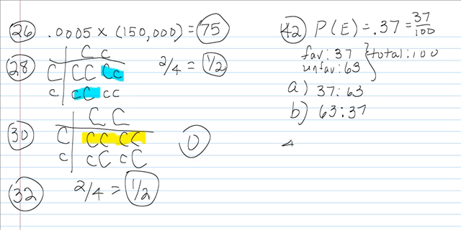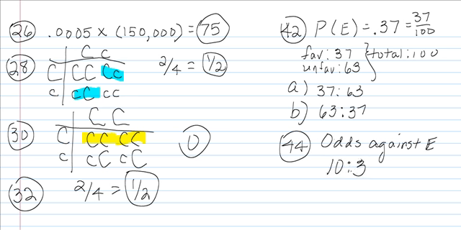Okay, let's go to 44. In 44, if the odds against E are 10 to 3, find the probability of E. Odds against E are 10 to 3. Okay, so to get the total possible, we have to add the 10 and the 3. So the total possibilities would be 13. So this odds against E, that means the favorable is the second one. So it would be 3 out of 13.